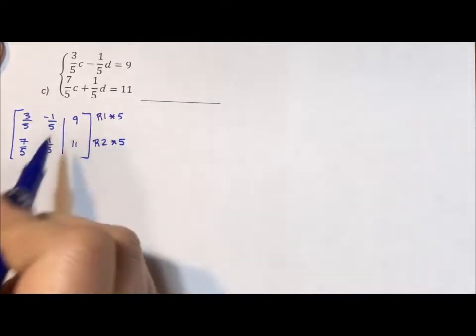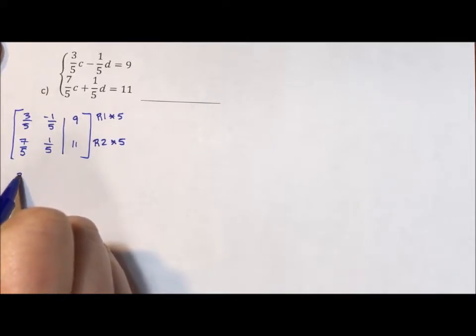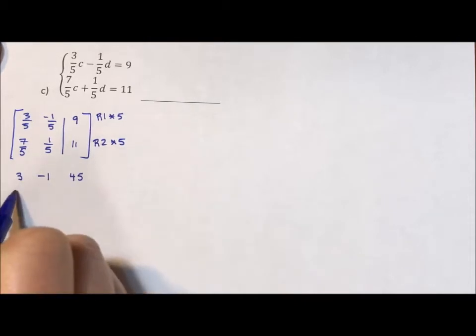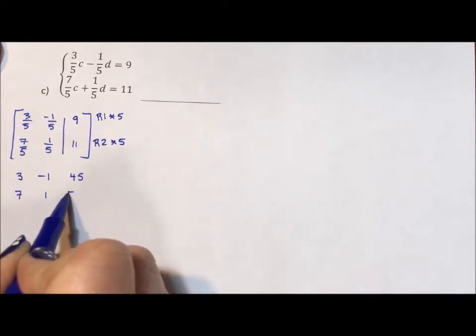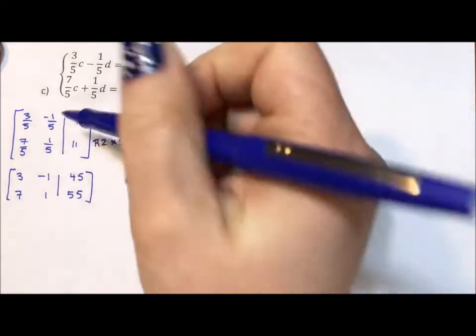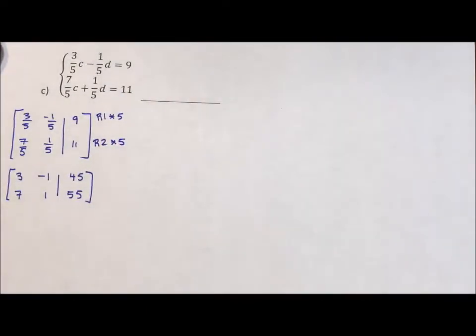If I multiply row 1 by 5, I'm going to end up with 3, -1, and 45. If I multiply row 2 by 5, I'm going to get a 7, 1, and 55. I'm still going to keep it as my augmented matrix. The augmented is the line that represents the equal sign.